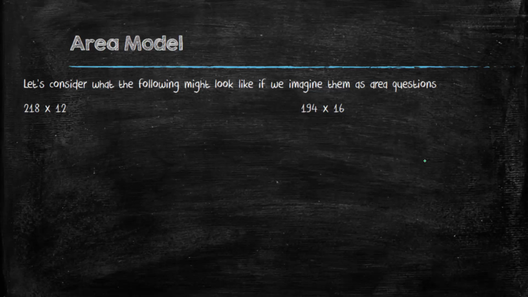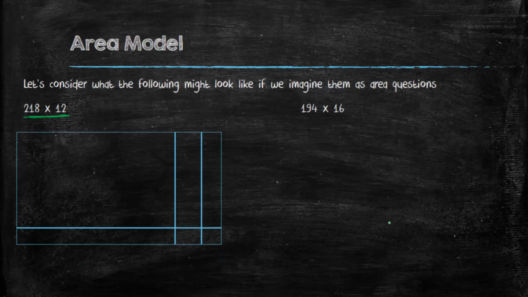The first thing that we're going to look at is we're going to consider these multiplication questions, so 218 times 12, as area questions. So how do we do that? Well, we look at a figure. So how can we represent 218 times 12 using an area?